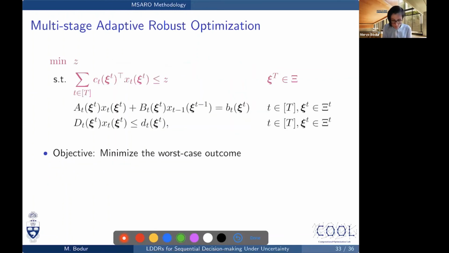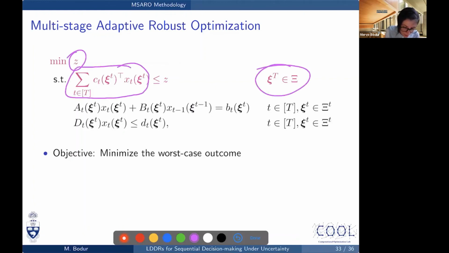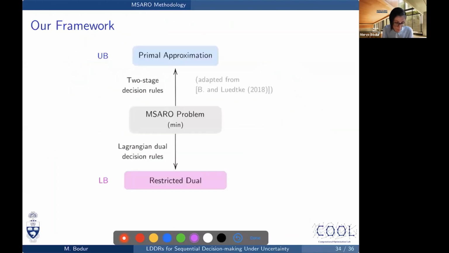In terms of the model, it looks pretty similar, except that the objective is now optimizing the worst case cost, for instance. Here Z is representing the worst case cost, and for every scenario, whatever costs happen, you are trying to find the worst of these costs. So this is the multi-stage version of the adaptive robust optimization model.